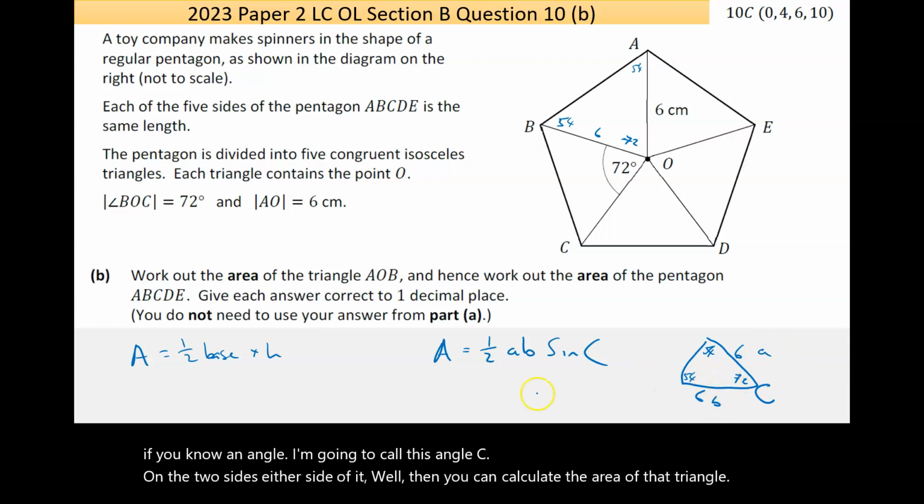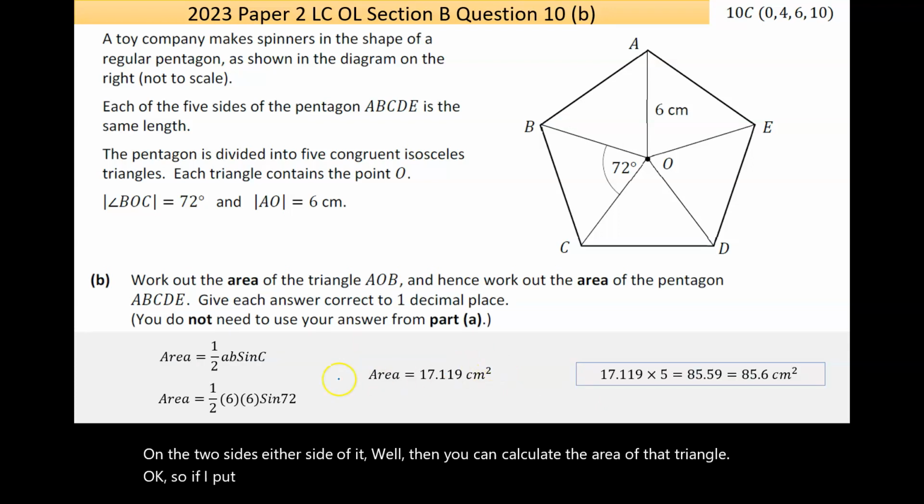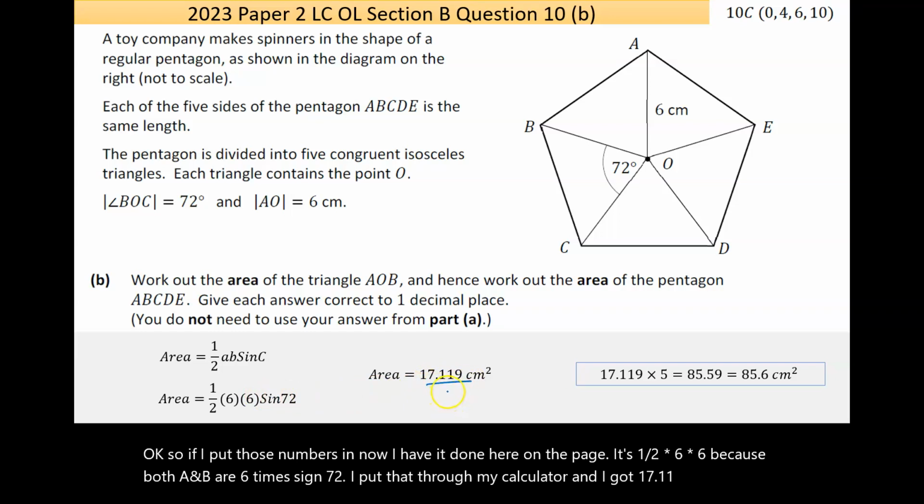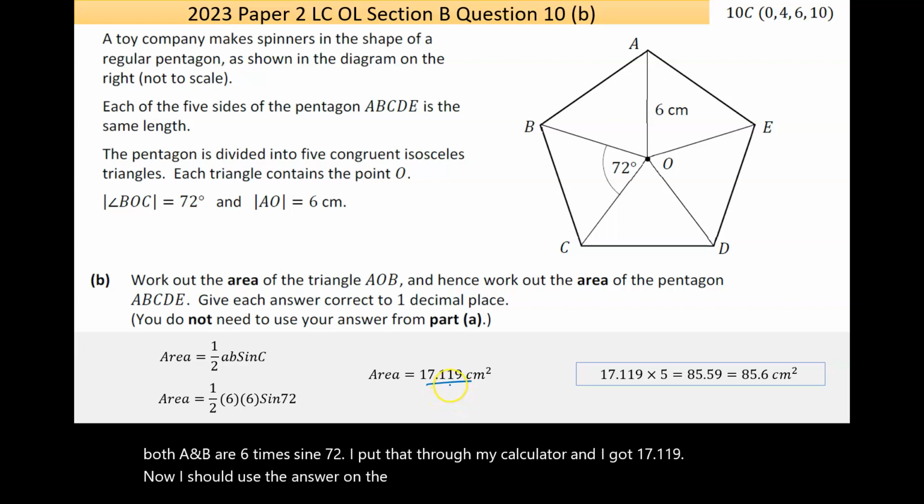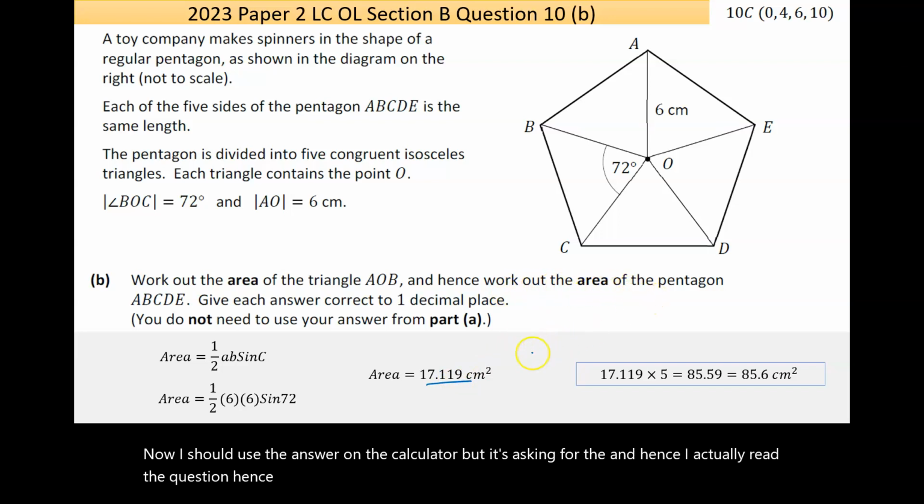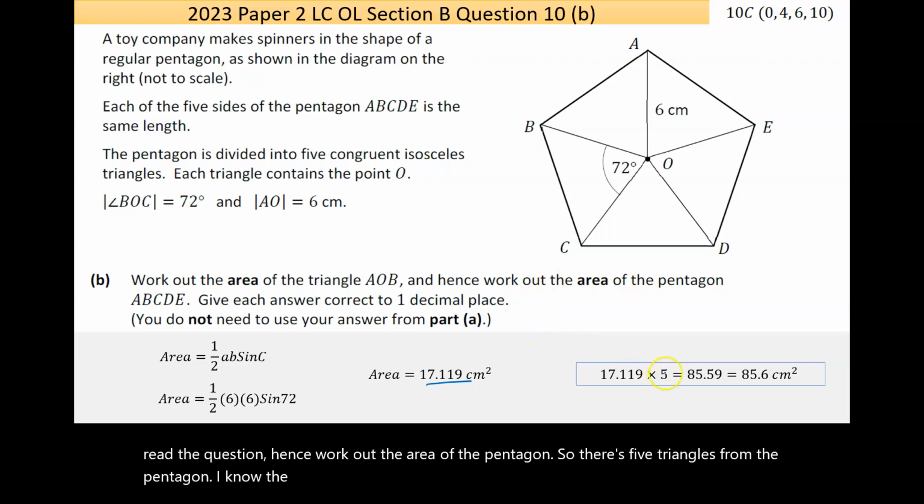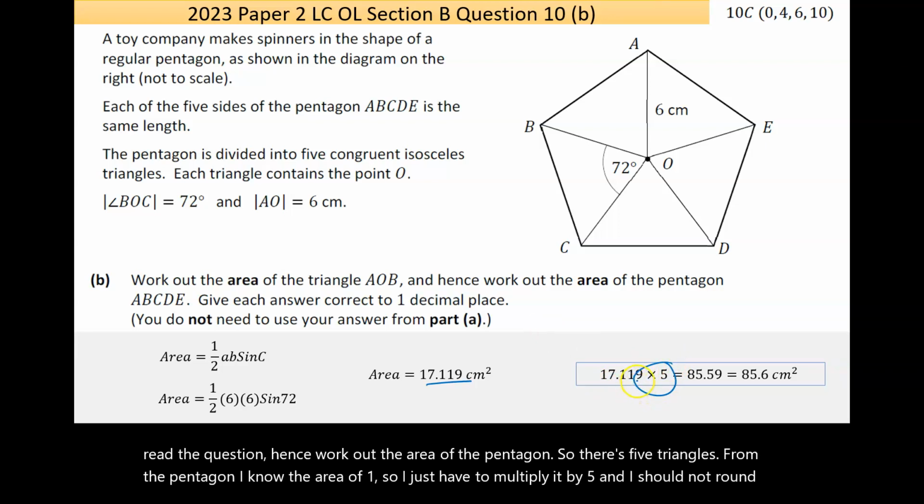Okay, so if I put those numbers in, now I have it done here on the page, it's a half times 6 times 6, because both A and B are 6, times sine 72. I put that through my calculator, and I got 17.119. Now, I should use the answer on the calculator, but it's asking for, and hence, I should have read the question, hence work out the area of the pentagon. So there's 5 triangles within the pentagon. I know the area of one, so I just have to multiply it by 5. And I should not round my answer before I multiply by 5.